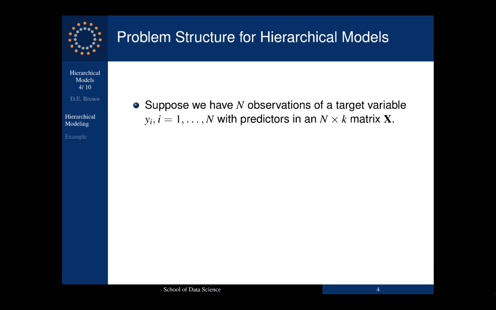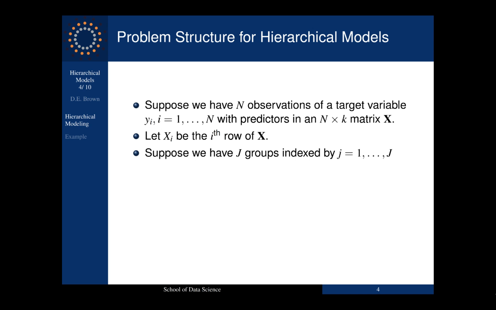So let's set up the problem structure for hierarchical models. And it's basically the same structure that we have for all regression problems. We start with n observations of a target or response variable, call it y_i, where i is 1 through n, the number of observations, and we have some number of predictors, say k, and that gives us a data matrix n by k. We'll let x_i be the ith row of this data matrix.